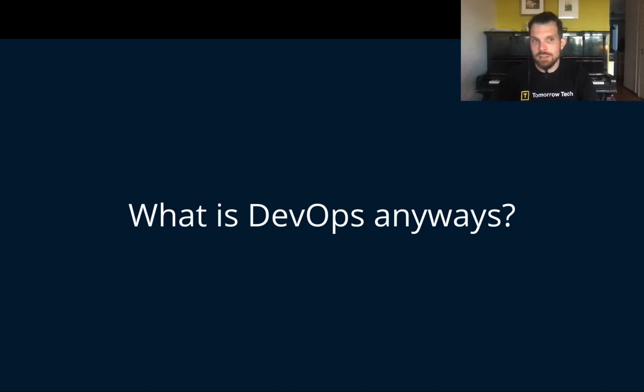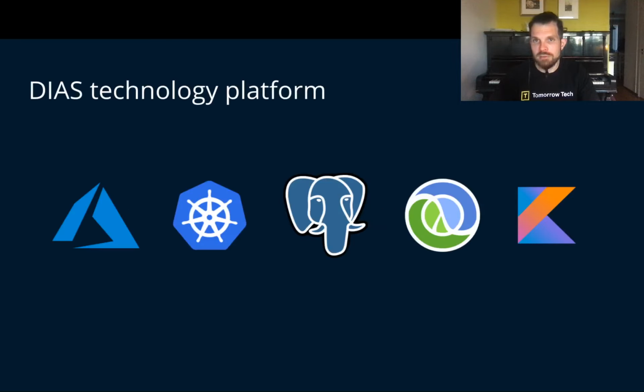So in Dias, the relevant parts of the technology platform for this presentation are firstly Azure and Kubernetes. We're running our software in AKS, which is Azure Kubernetes Service. Also, we're using a lot of other Azure services. One of the biggest ones is PostgreSQL. And the programming languages we mainly use are Clojure and Kotlin. So this is basically the background.